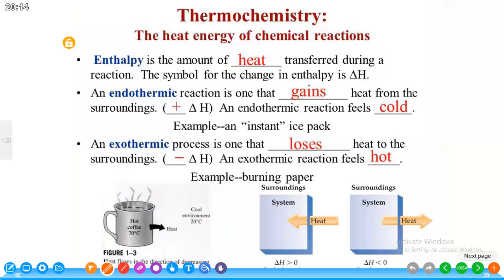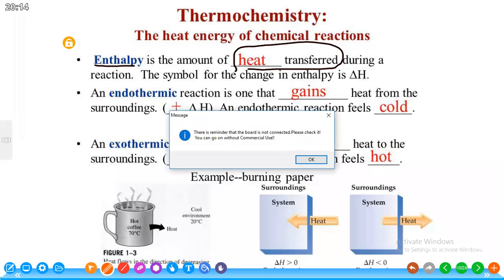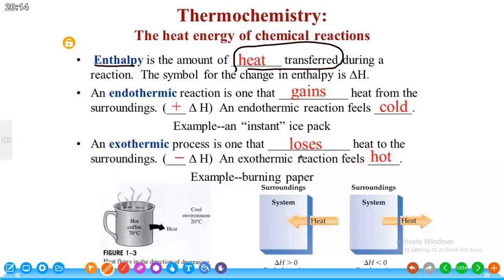First we know the enthalpy. What is enthalpy? Enthalpy is the amount of heat transferred during a reaction. The symbol for the change in enthalpy is delta H. So the heat transferred during the reaction is called enthalpy. That is divided into two types: endothermic and exothermic.